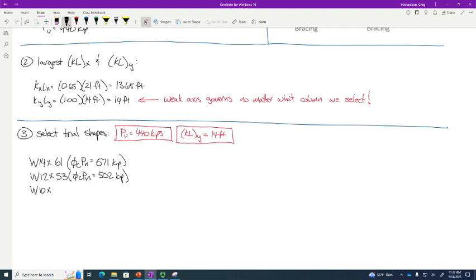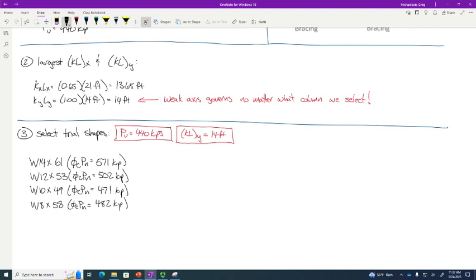The W10 by 49, okay? And you picked a W10 by 49 because it has a phi Pn of 471. Yeah. Okay. And then the W8, is there a W8 that works? Which one? 58. You selected that because it has a phi Pn of 482.